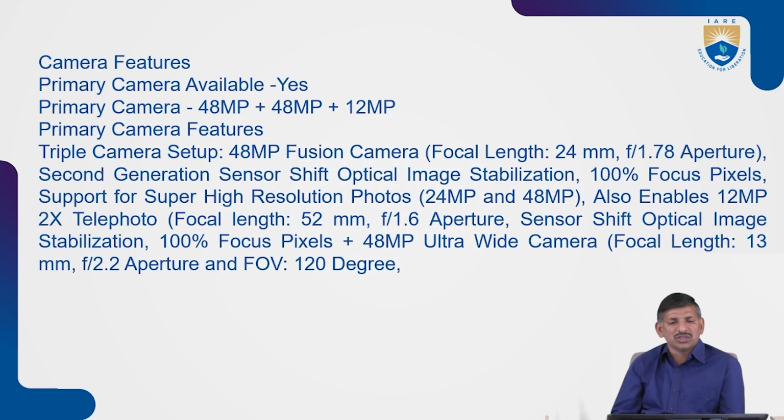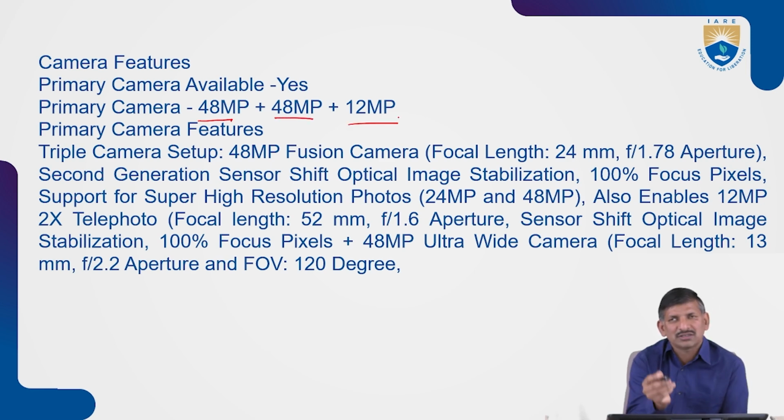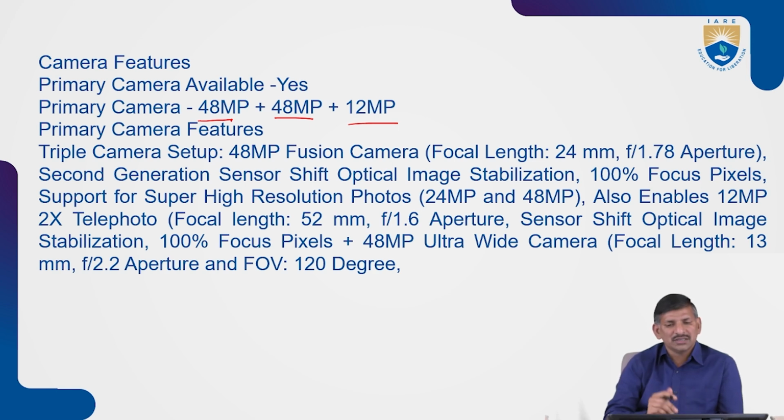Coming to the camera features, to capture images efficiently even in dark night places, it contains various types of cameras. One is the primary camera that contains 48 megapixels, 12 megapixels, meaning totally 3 cameras. One camera has 48 megapixel capacity, another camera has a 48 megapixel specification, and another one has 12 megapixels.